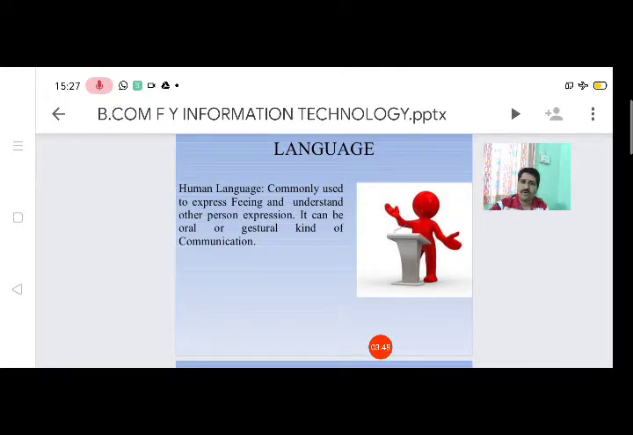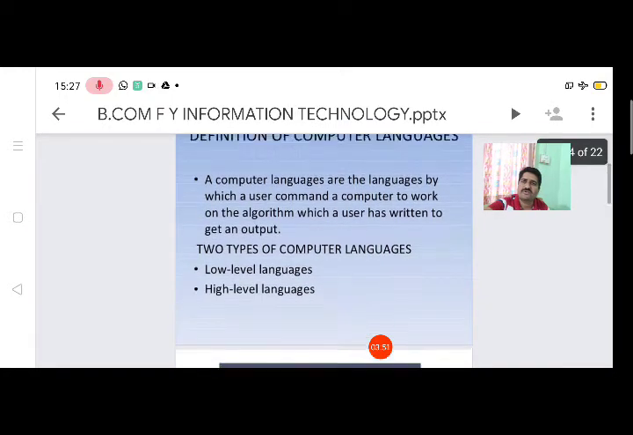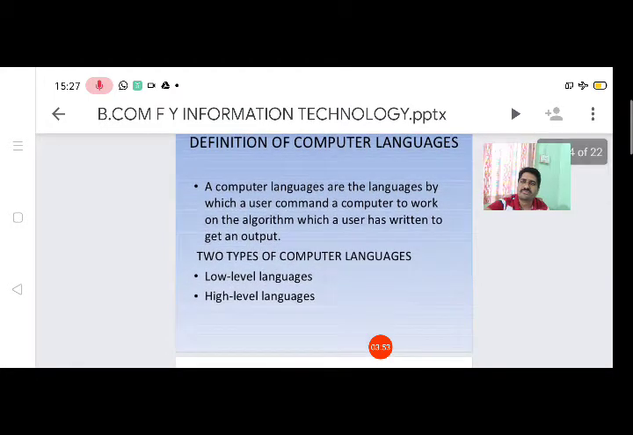Then the next point, types of language. There are two types of computer language. First, low level language, and second, high level language. The low level language is a language that corresponds directly to a specific machine, and the high level language is any language that is independent of the machine.